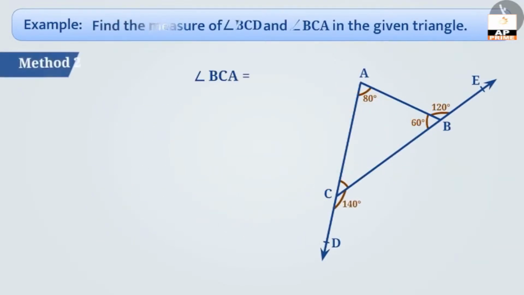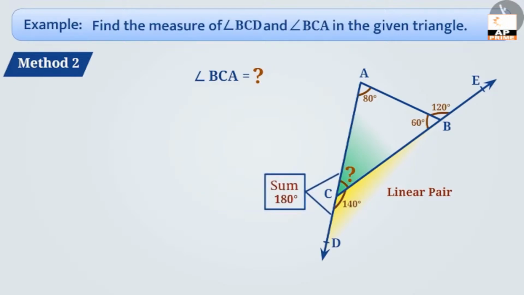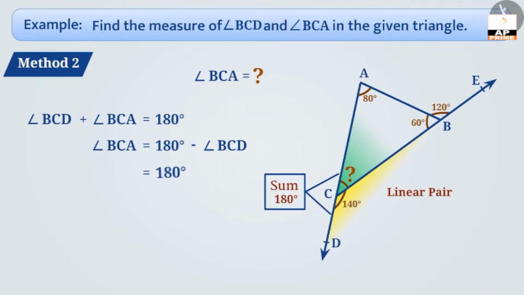We can find the measure of angle BCA using another method. As you can see here, angle BCD and angle BCA form a linear pair. So, their sum will be 180 degree. Angle BCD plus angle BCA is equal to 180 degree. We can say that angle BCA is equal to 180 degree minus angle BCD is equal to 180 degree minus 140 degree is equal to 40 degree.